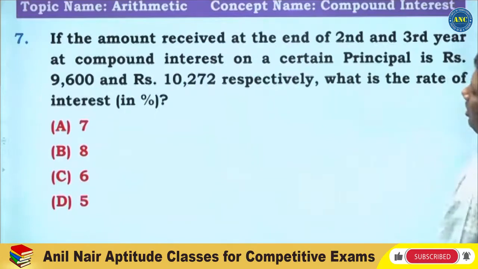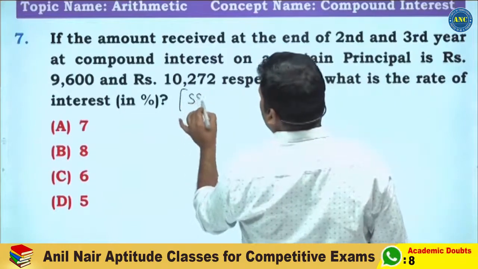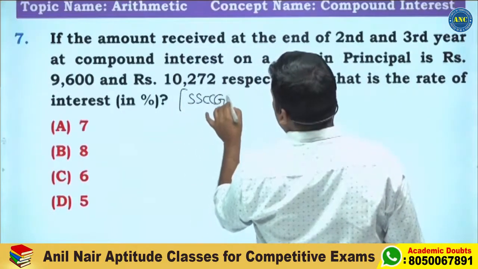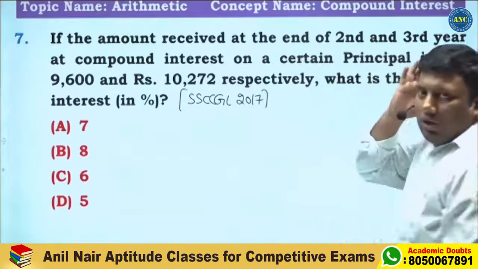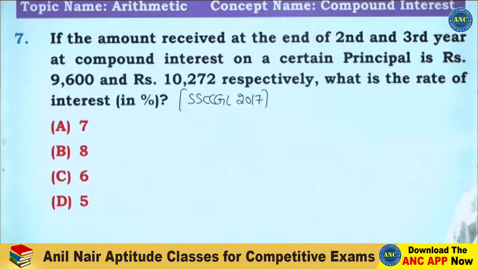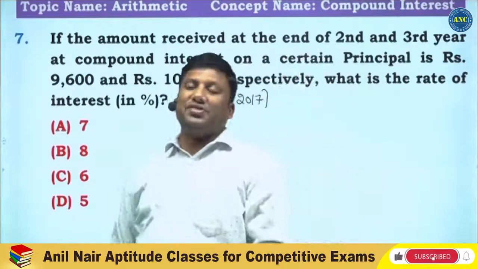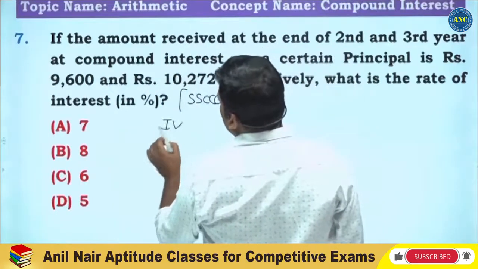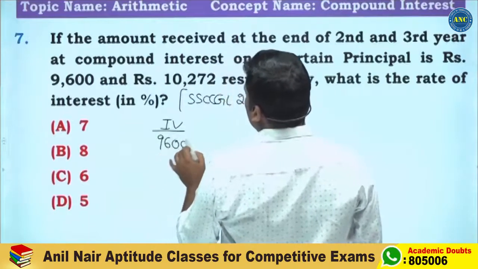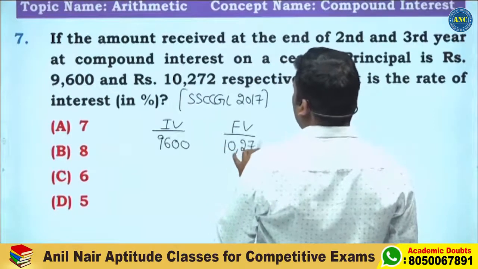7th one. I think this is an SSC CGL, and if my memory is right, it is a 2017 question. The amount received at the end of the second year becomes the principal for the third year. So the initial value is 9,600. At the end of the third year, it is 10,272.